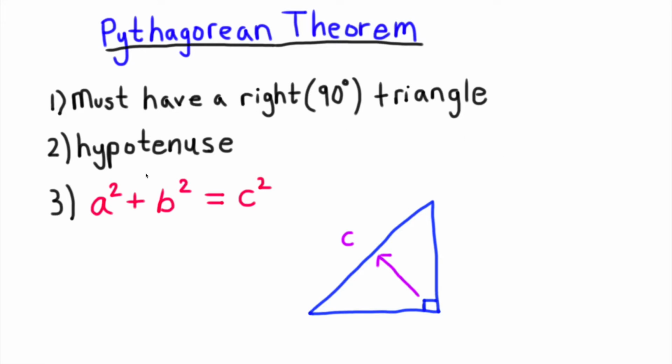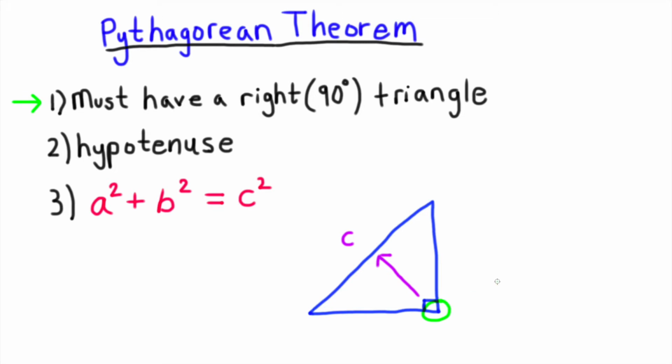to work. The first one that I mentioned is we absolutely have to have a right triangle, which means we have to have a triangle with one 90-degree angle in it. So if you look at the triangle I drew here, this box in the bottom corner tells you that this angle in here, I'll circle it, is a 90-degree angle.